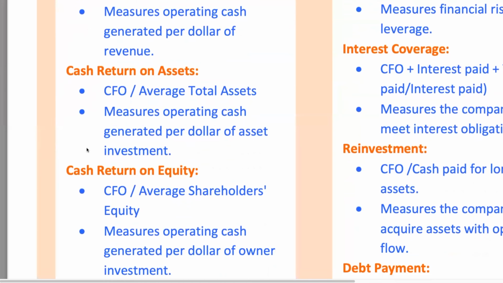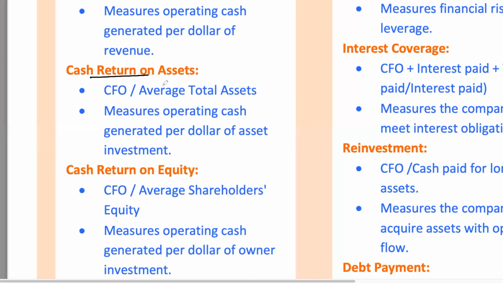Another important ratio is cash return on assets, or CROA. This ratio measures the cash generated from operating activities relative to the company's assets. For companies that are asset heavy, like airlines or industrial firms, a high CROA is crucial because it shows that the company is effectively using its assets to generate cash.